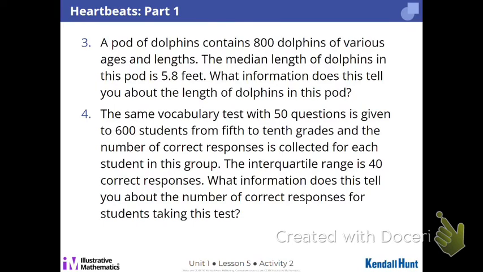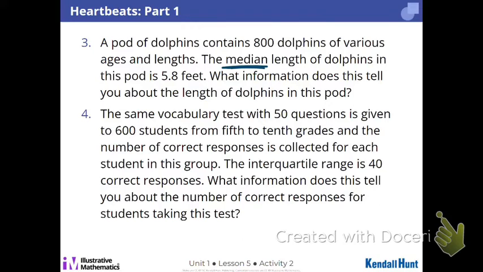We got this pod of dolphins. There's 800 dolphins. The median length of dolphins is 5.8 feet. So what's the only conclusion we can pull from this? What information does this tell us? Average amount of dolphins are 5.8 feet. Well, the median is, right? So if you listed all the lengths, least to greatest, the one in the middle is 5.8.